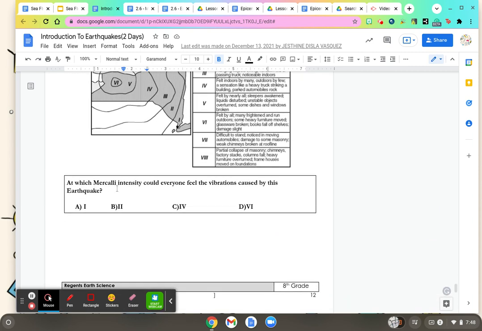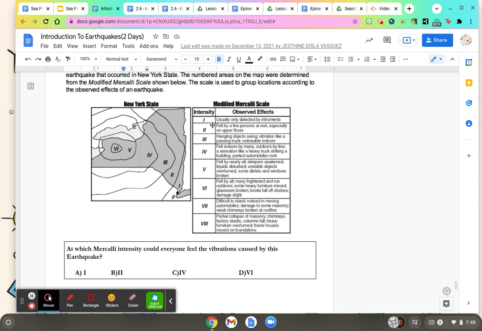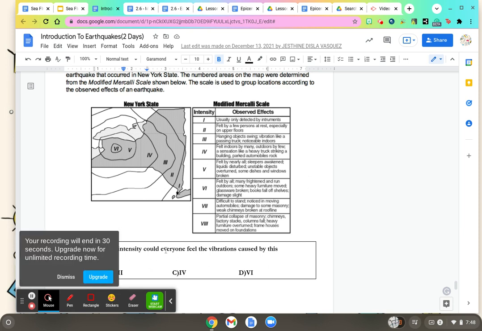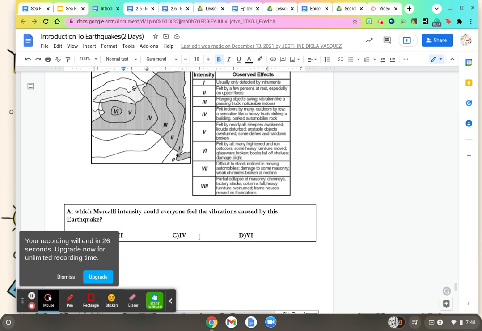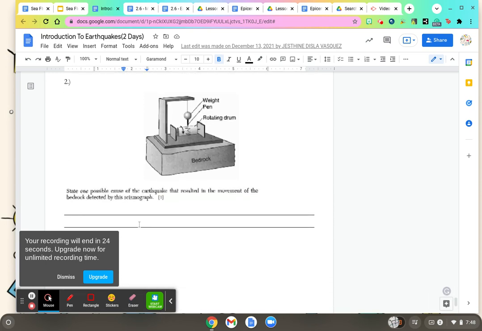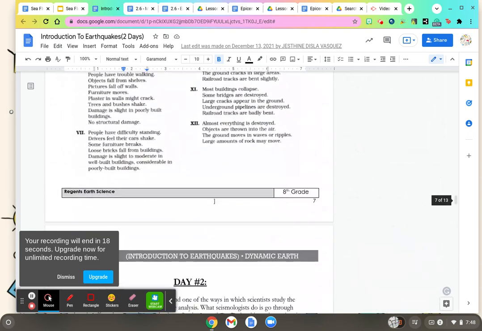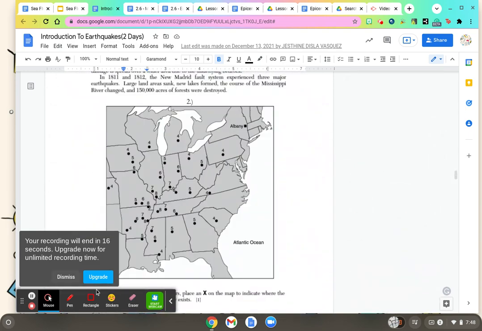So this one says, which Mercalli intensity could everyone feel the vibrations caused by this earthquake? I would look at the Mercalli scale that they provided. Where does it say that everyone felt the vibrations? And then write down your answer. Same thing here. What's one possible cause of earthquakes? Just use information that you learned at the beginning to answer that. All right, and you should be good.